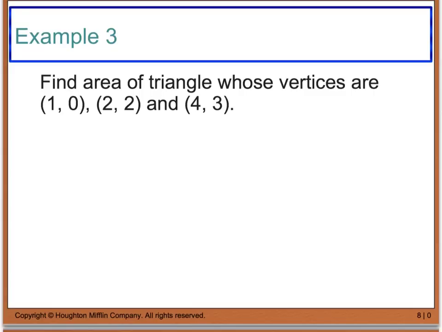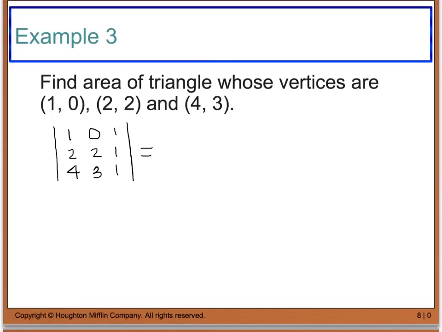Example 3 says to find the area of a triangle whose vertices are 1, 0, 2, 2, and 4, 3. So I'm going to start out by putting my coordinate points in the determinant matrix. I have 1, 0, 2, 2, 4, 3, and then I'm going to make this a square matrix by placing my 1s in the third column. From there, you can use any method you want, but I think expanding is probably going to be the easiest way to do this.